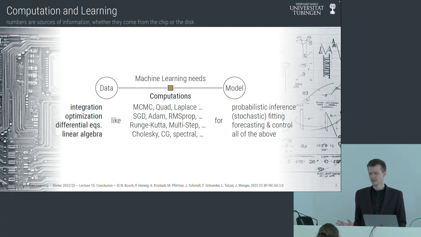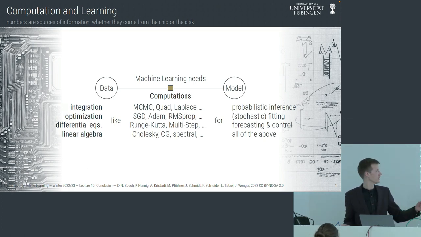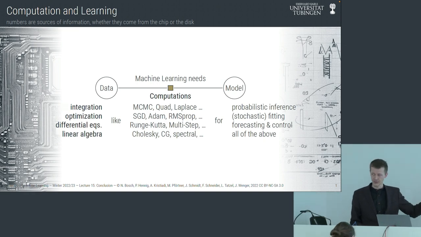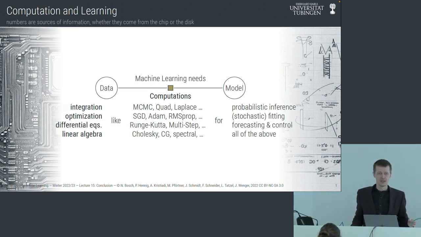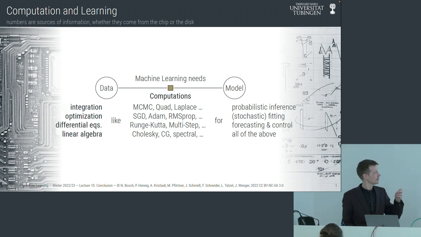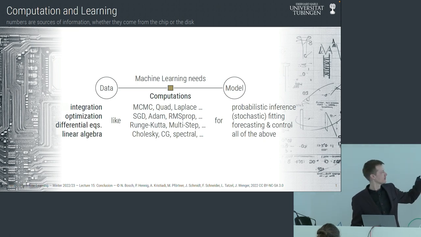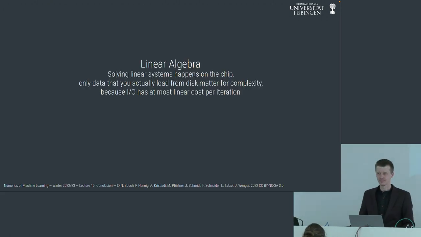And then there's linear algebra, because linear algebra is just everywhere. In particular, also in all of the above. Solving Gaussian integrals is a linear algebra problem. Solving quadratic optimization problems is a linear algebra problem. And solving linear differential equations is a linear algebra problem. So therefore, we went through all of these problems, not in this order, but we started with linear algebra.